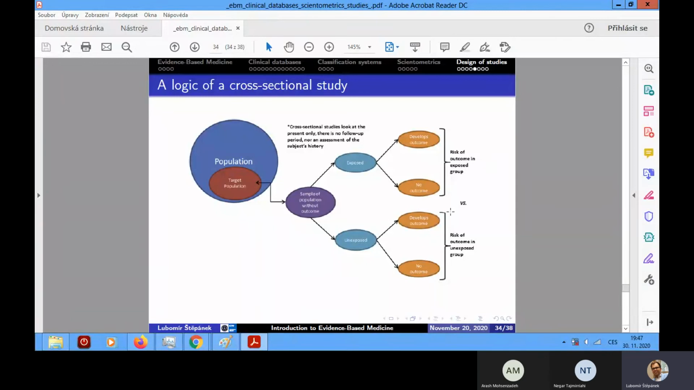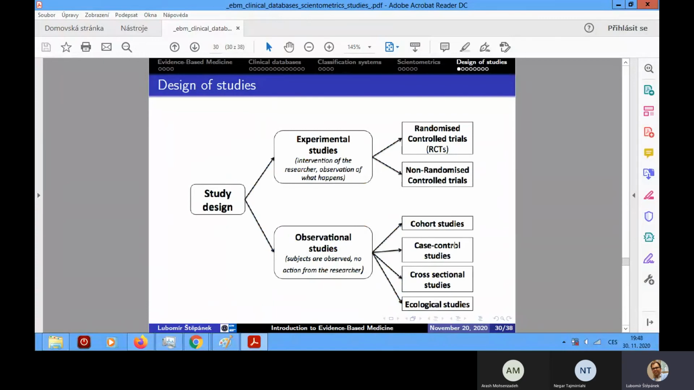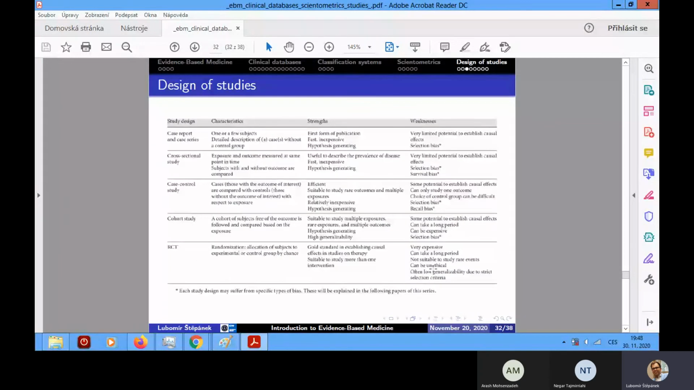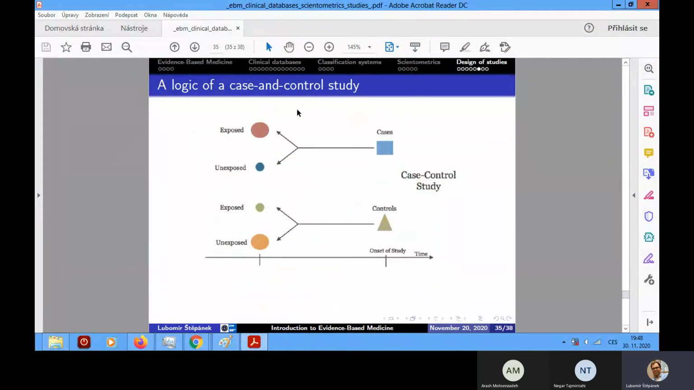So there's no time axis introduced, and that's why cross-sectional is also relatively limited by the fact that we have to deal with the so-called chicken versus egg fallacy. So: ecological studies and ecological fallacy, cross-sectional studies and the chicken versus egg fallacy. Then case and control study and cohort study.